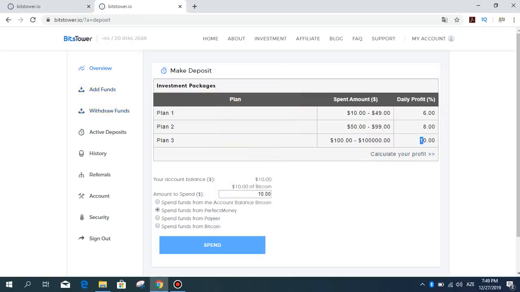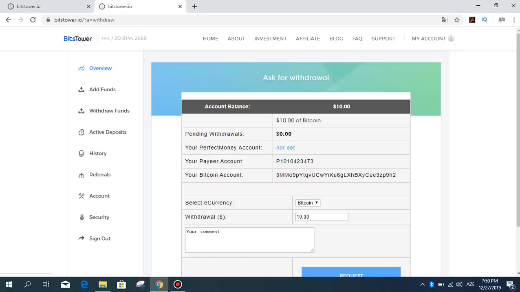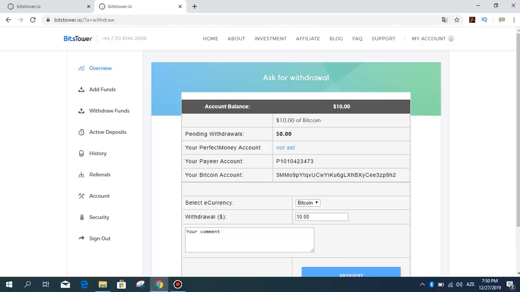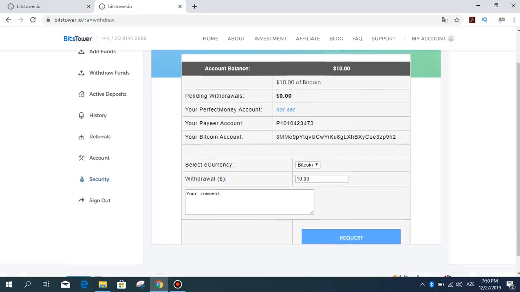Then withdraw. You can deposit with Bitcoin, Perfect Money, or Payeer wallet, and you can withdraw the funds which you earn from this system daily from the daily interest. Set your Bitcoin, Payeer or Perfect Money address, and you can withdraw the amount. I earned $10 for the first day, and I will now withdraw it. Bitcoin withdrawal amount, account balance $10 and withdrawal $10. Comment is no problem, empty or you can write your comment.